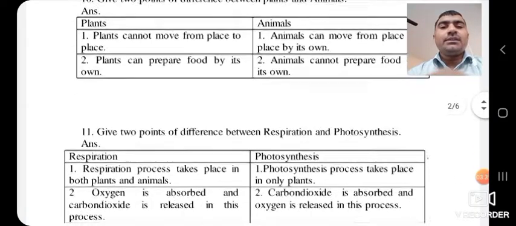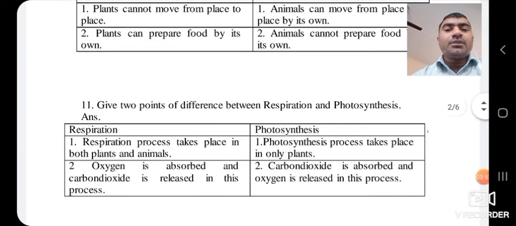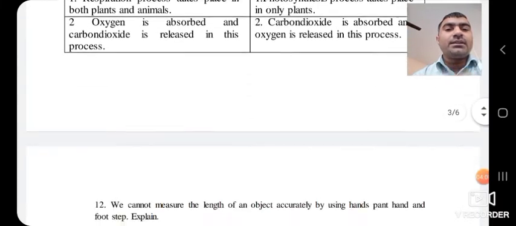And the next question we have is the 11th one. Give 2 points of difference between respiration and photosynthesis. See, the respiration process takes place in both plants and animals, and the photosynthesis process takes place only in plants. Also, in respiration, oxygen is absorbed and carbon dioxide is released, while in photosynthesis, carbon dioxide is absorbed and oxygen is released. So these are the 2 points of difference between photosynthesis and respiration.